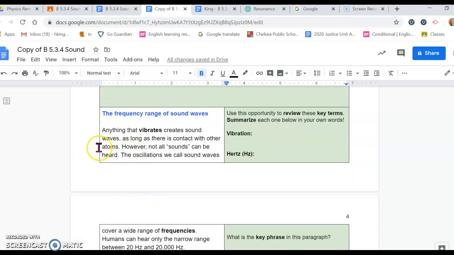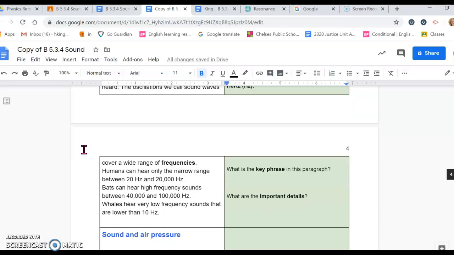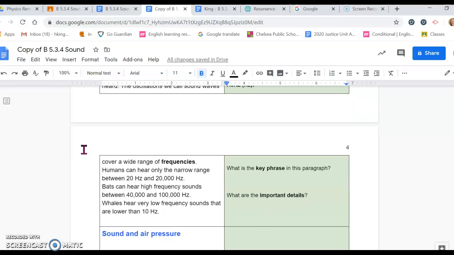The frequency range of sound waves. Anything that vibrates creates sound waves as long as there is contact with other atoms. However, not all sounds can be heard. The oscillations we call sound waves cover a wide range of frequencies. Humans can hear only the narrow range between 20 hertz and 20,000 hertz. Bats can hear high frequency sounds between 40,000 and 100,000 hertz. Whales hear very low frequency sounds that are lower than 10 hertz. Okay, all really interesting.